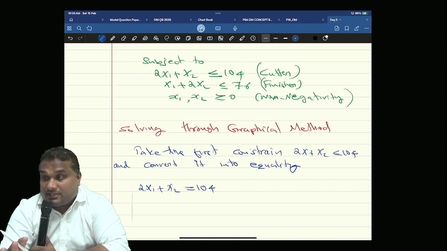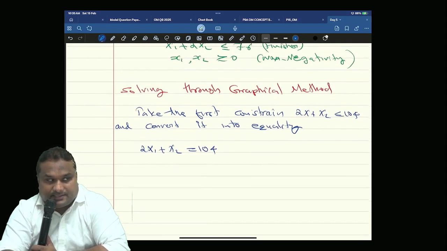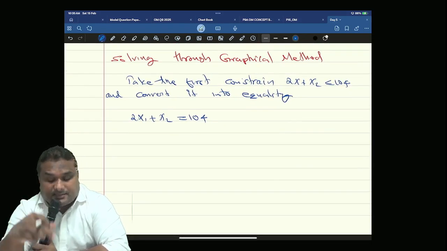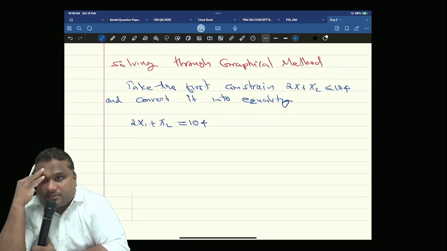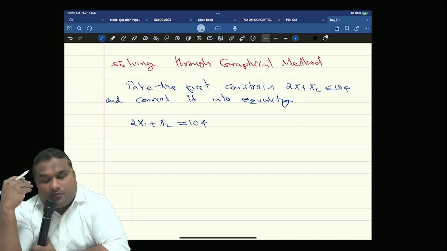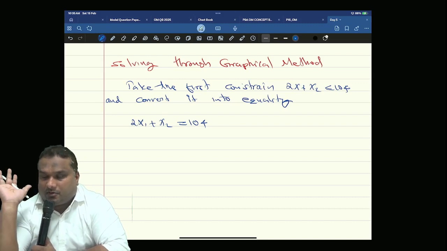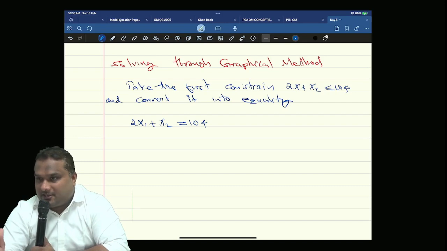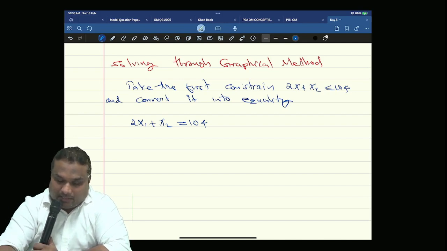Now we take it as equal to 104. The meaning is, the cutter has a maximum available time of how much? 104. If you are utilizing the full time of the cutter, not 103 but the full 104 out of 104, what is going to happen? That is what we are going to check here. You understood?